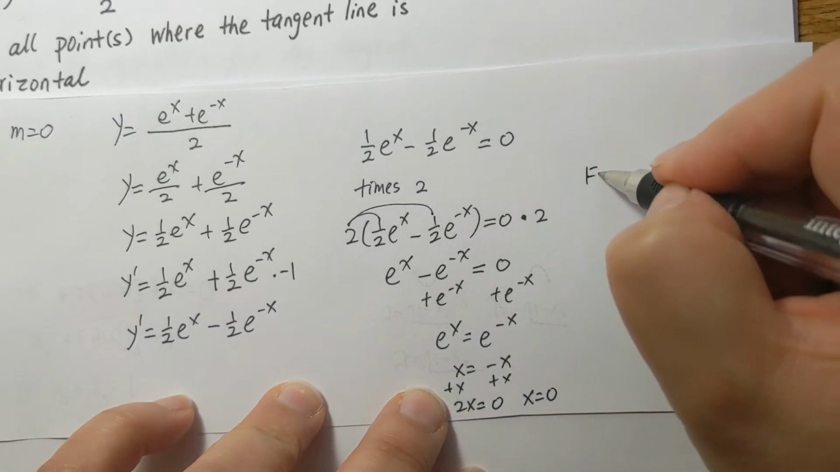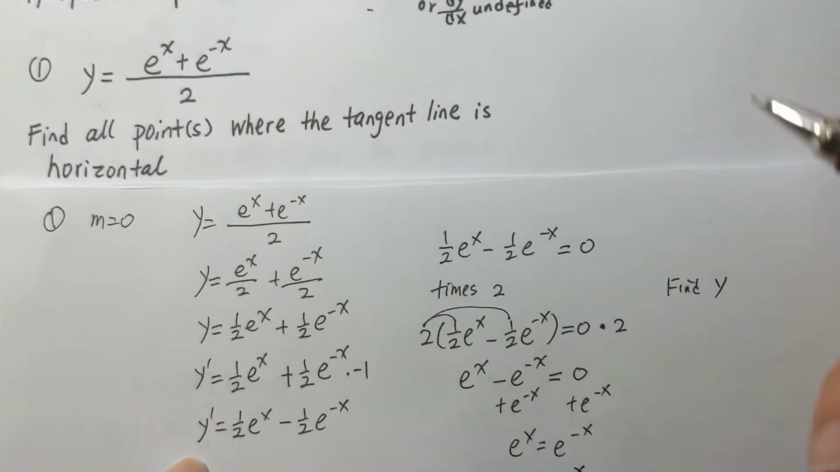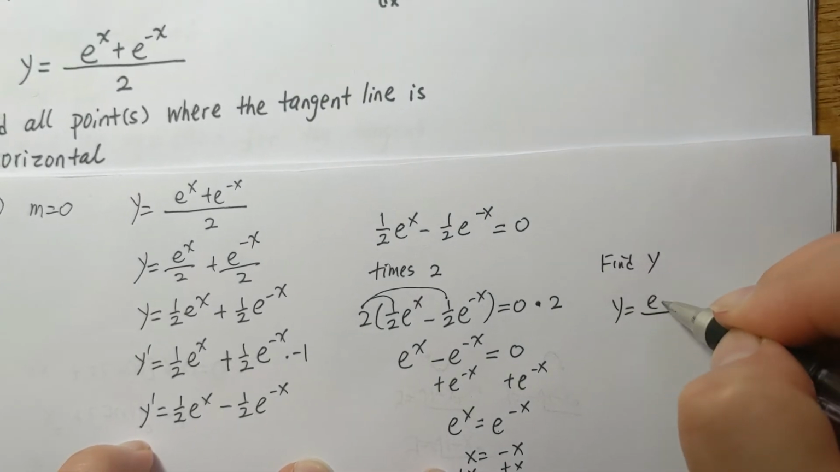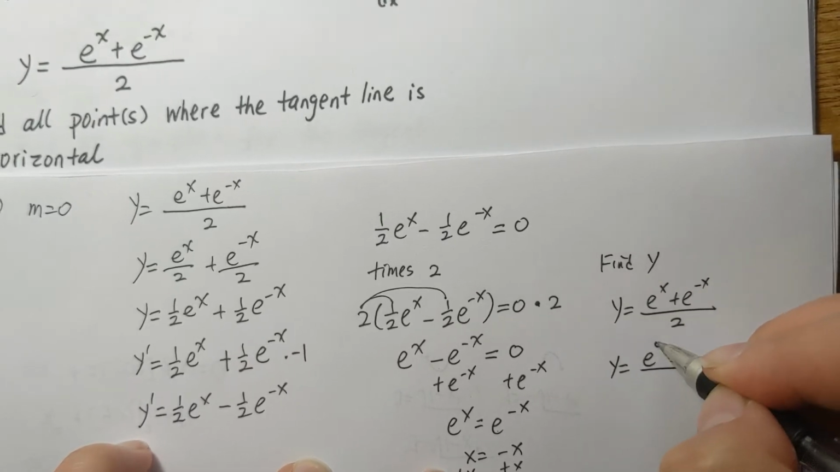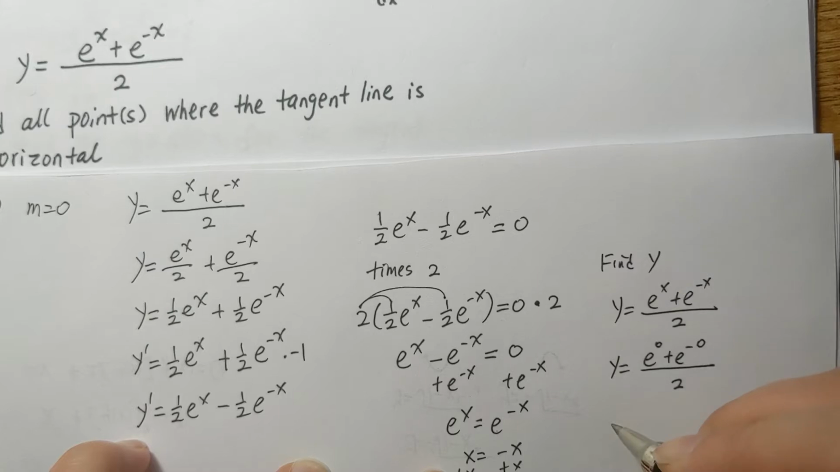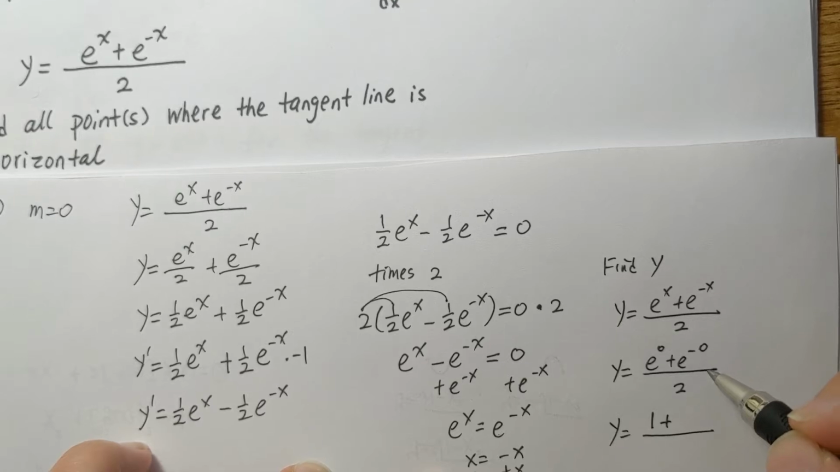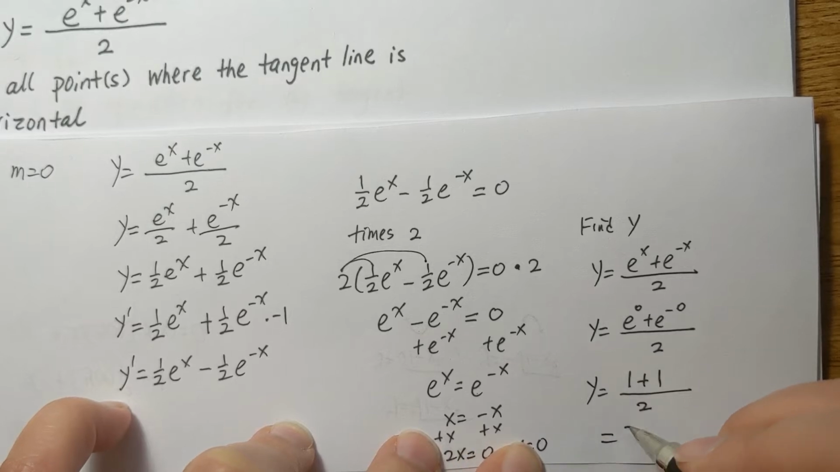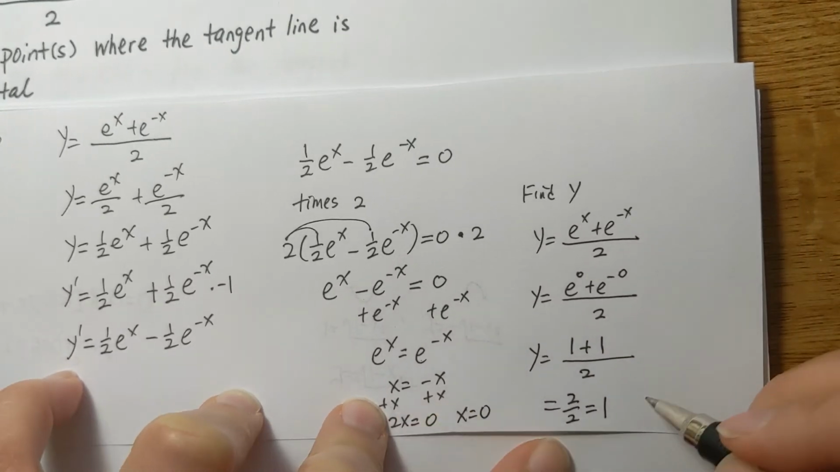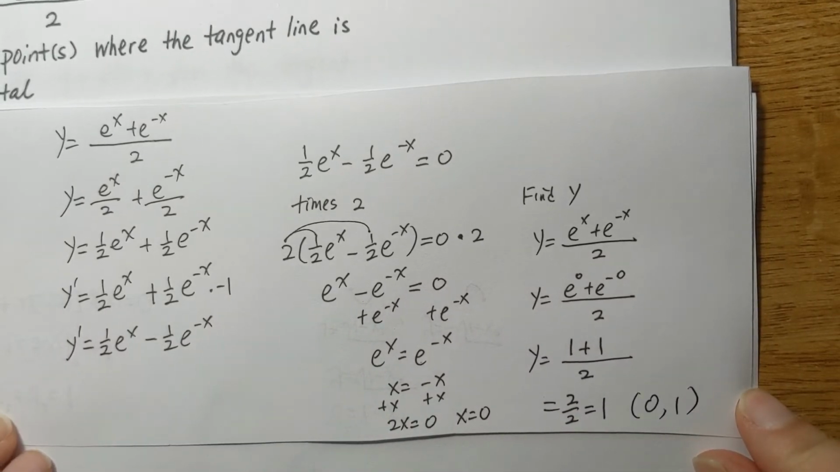So now we have to find y. To find y, you always go back to the original function. So we have y equal to the fraction. And then we're going to substitute x by 0. So e to the 0 is 1. E to the negative 0 is also 1. That's basically the same as e to the 0. So now we get 2 over 2, which is 1. So therefore the point is (0, 1). So we found the point that has a horizontal tangent, which is (0, 1).